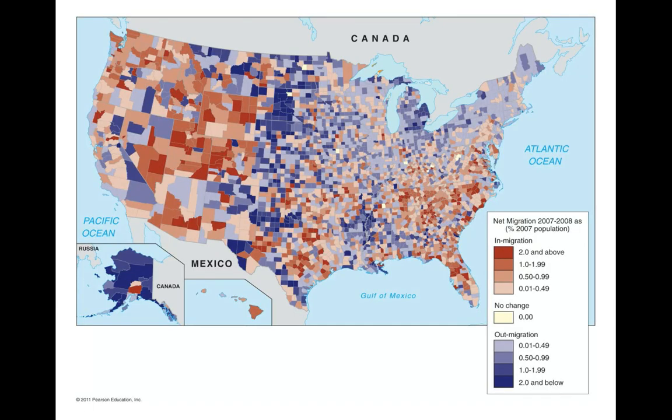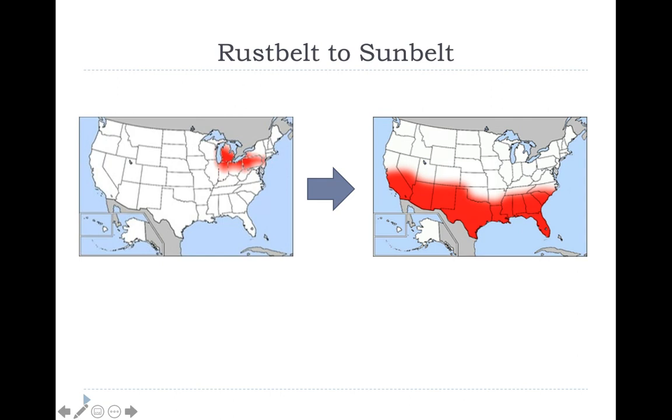This map shows the net migration based on counties. So the red areas are areas in which people are moving to, and the purple bluish areas are areas in which people are moving from. So if you notice, the southern part of the United States and then the western part of the United States has higher net in-migrations. These are areas in which people are moving to. Again, people are moving away from the Rust Belt in the northeastern part of the United States and instead focusing on the Sun Belt, or the southern part of the United States.